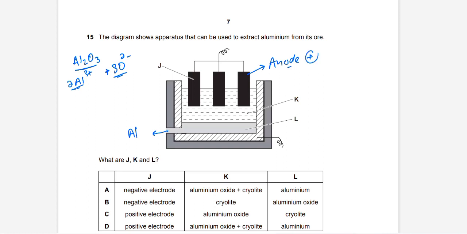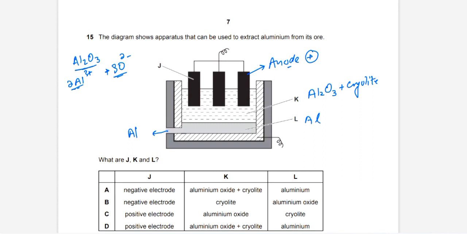It will have a positive charge to attract oxygen so that it will be removed from here, and the cathode has to be here. But now let's see what is here. Which thing moves from here? L is the aluminium, and K is the aluminum oxide used, Al2O3, plus cryolite.